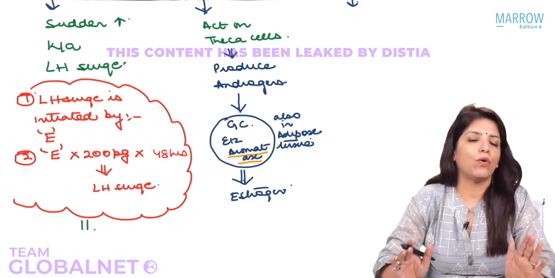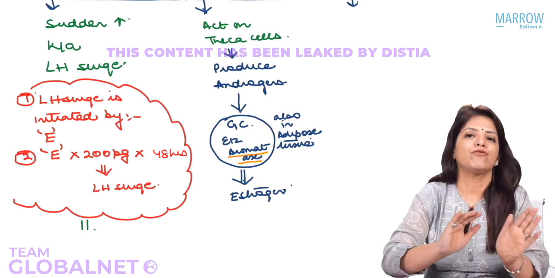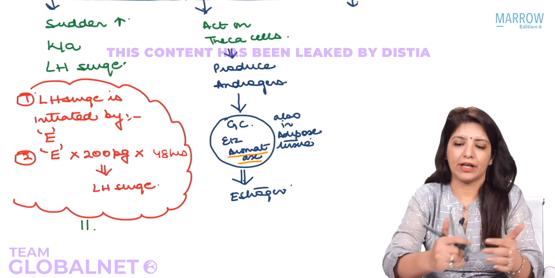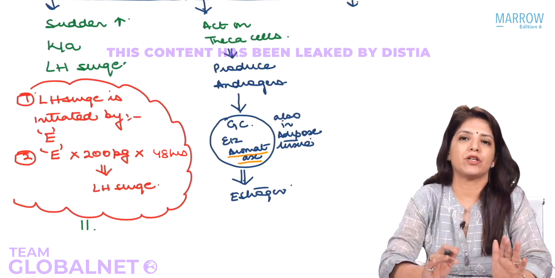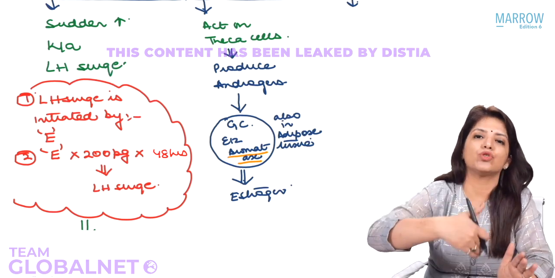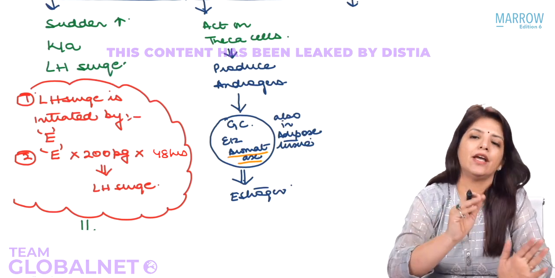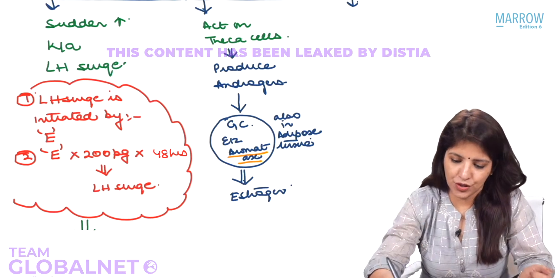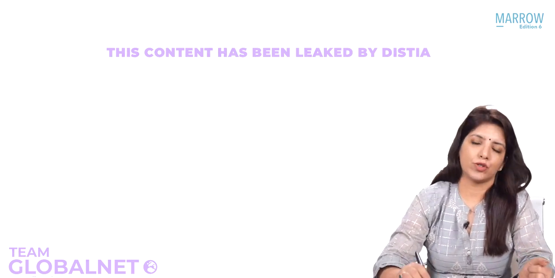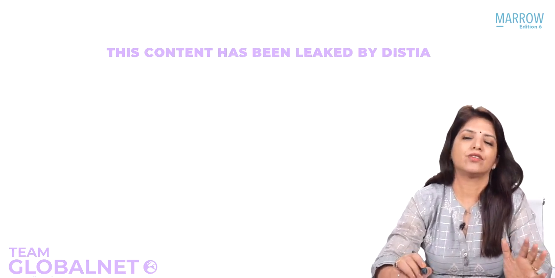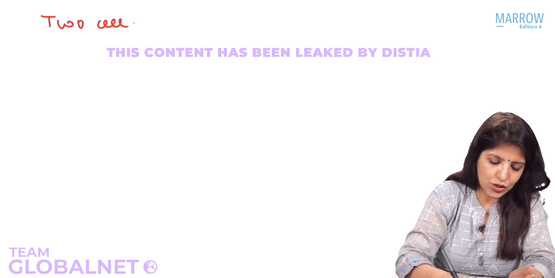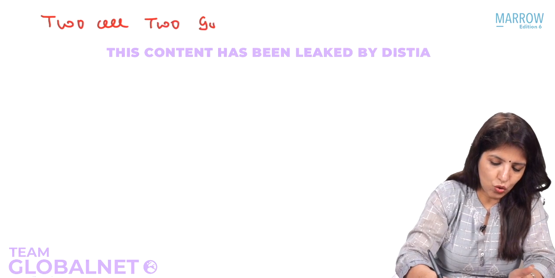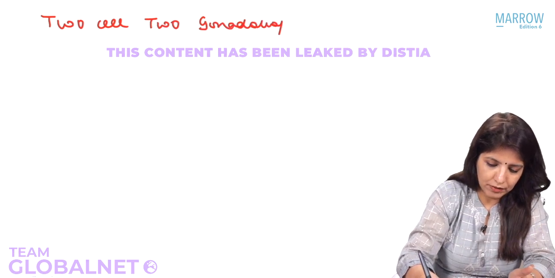Now, before we go any further, I want you to leave 2 pages, because we will continue our cycle on those 2 pages. By 2 pages, I mean, I want you to leave 2 sides of the register. Now, on the third side of the register, especially the undergraduate students, you should understand that there is a theory which is called the 2-cell 2-gonadotropin theory.